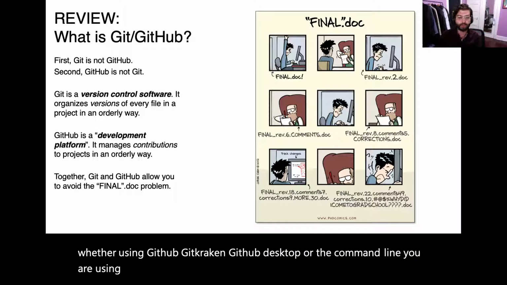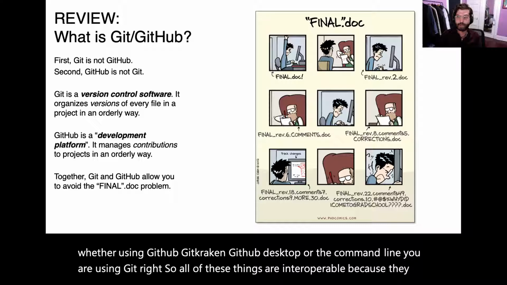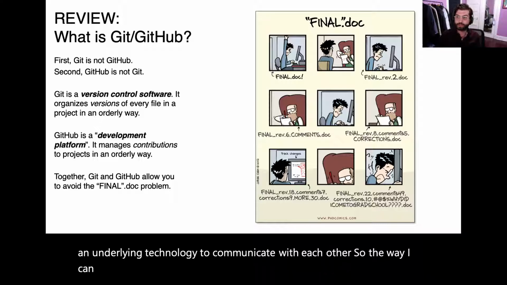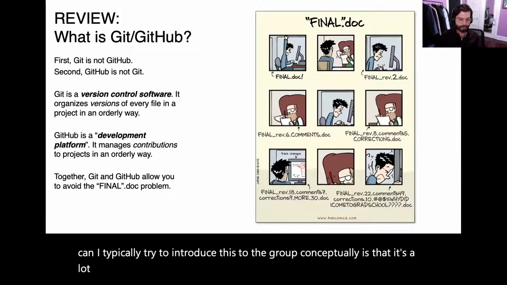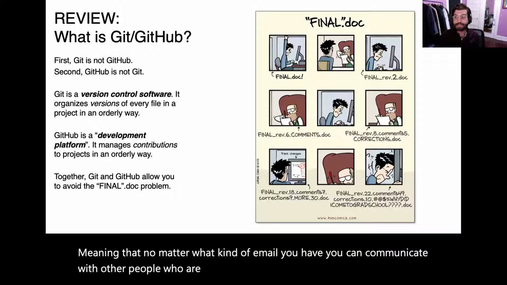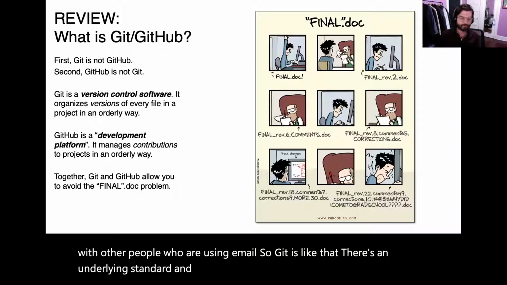So all of these things are interoperable because they use an underlying technology to communicate with each other. The way I typically try to introduce this to the group conceptually is that it's a lot like email, meaning that no matter what kind of email you have, you can communicate with other people who are using email. So Git is like that.